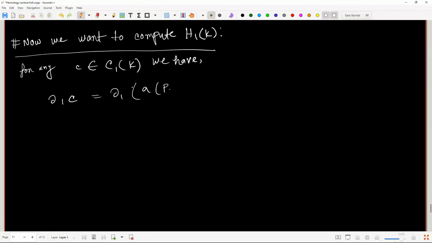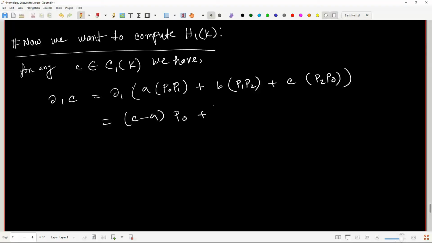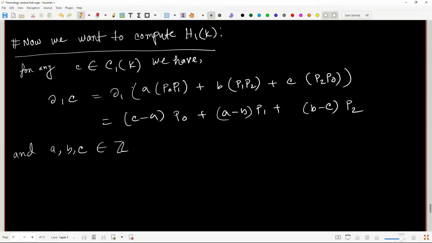L1 is a p0 p1 plus b p1 p2 plus c p2 p0. Then we have c minus a p0, a minus b p1, b minus c p2, and all my a, b, and c belong to the group of integers. And the quantity I wrote down, let's say this is equation number 2.